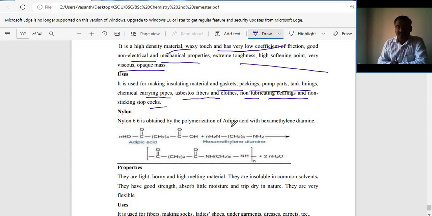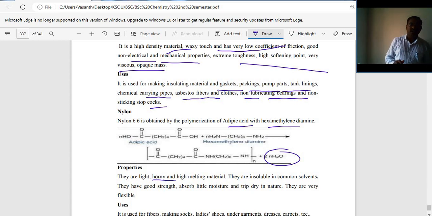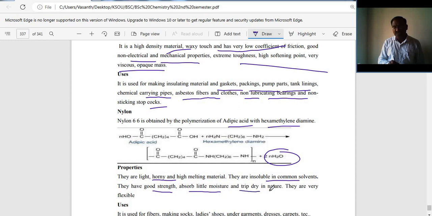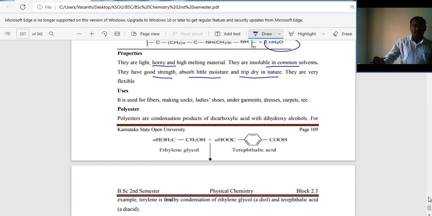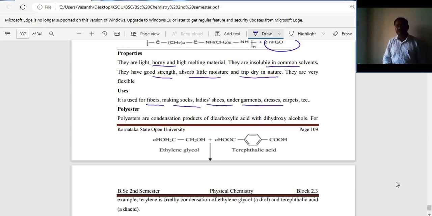Nylon 6,6 is obtained by the polymerization of adipic acid with hexamethylene diamine. It is an example of what? Condensation polymers, with elimination of a water molecule. It is light, horny, high melting material. It is insoluble in common solvents. It has good strength, absorbs little moisture, and is drip dry in nature. It is very flexible. What are the uses? It is used for fibers, making socks, ladies' shoes, undergarments, dresses, and carpets.